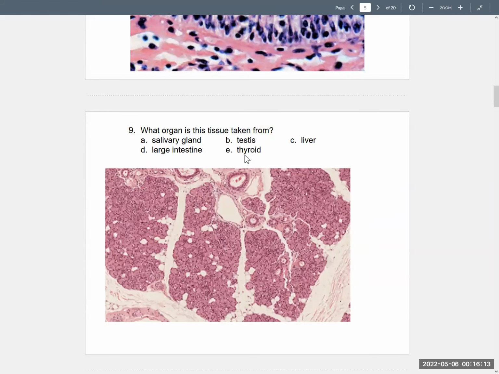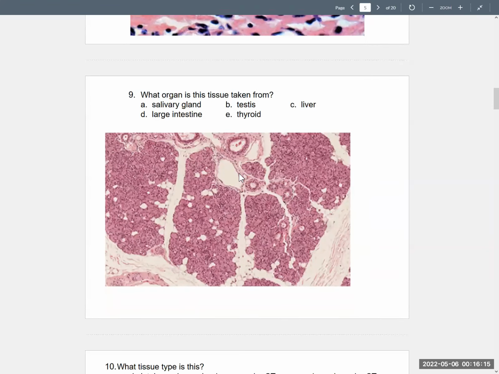Okay, I showed you this picture an hour ago. It's one question. What's the organ? The entire thing that you're seeing here. Salivary. It is the salivary gland. Here are the acinar cells, all these ducts. We know it's a gland because of the lobes.